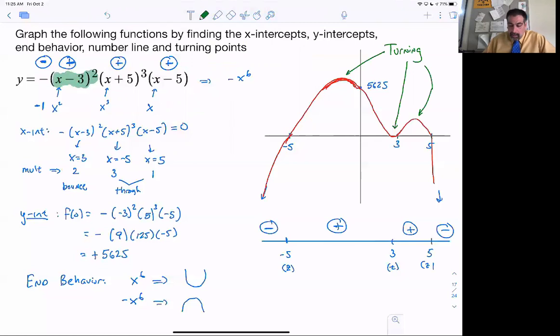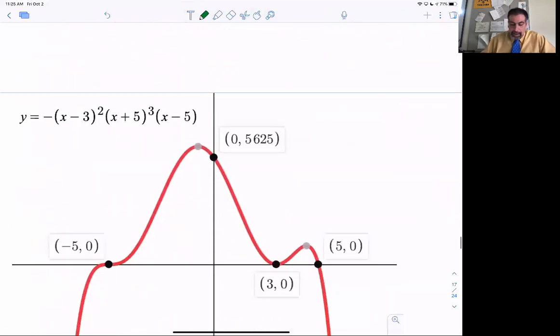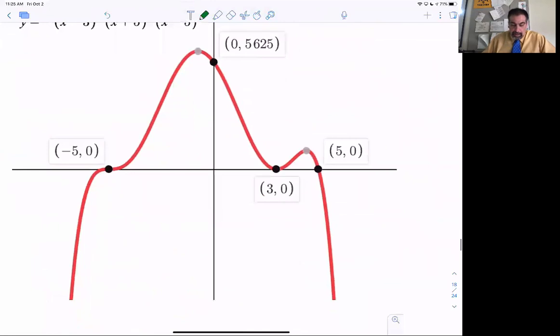I have used my graphing program to take a look at this. We can see how close we were. What you're going to find is that we've got the x-intercepts of negative 5, of 3, and of 5, as we predicted. Our y-intercept is up here at 5,625. And you can see our turning point here came before the axis. Again, you would not have been responsible. You could have predicted it came after, but it's before here. So there are the other 2 turning points there.